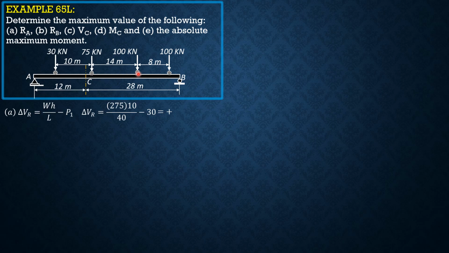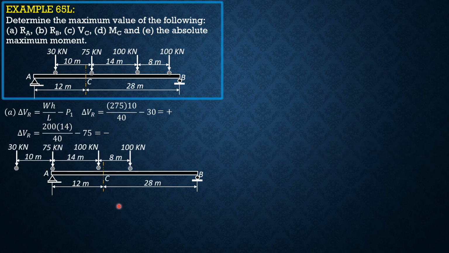Next, we move this 100 kilonewton load over A. So our W is 100 plus 100 and our P1 is 75. So delta VR is 200 times 14 over 40 minus P1 75, and that becomes negative. Then the preceding position of loads, that is the 75 kilonewton load over A, gives maximum reaction at A. So this should be the positioning of the loads to give maximum reaction at A.